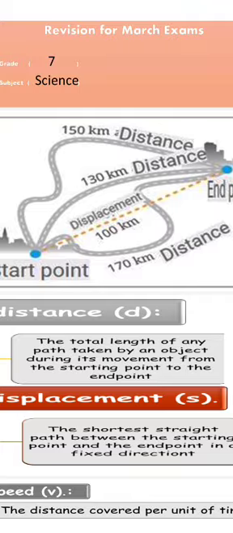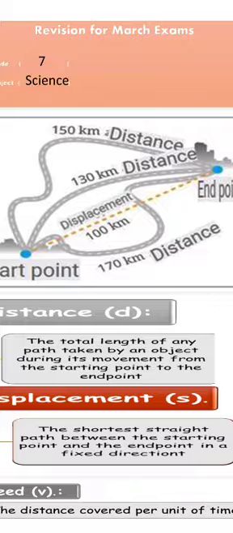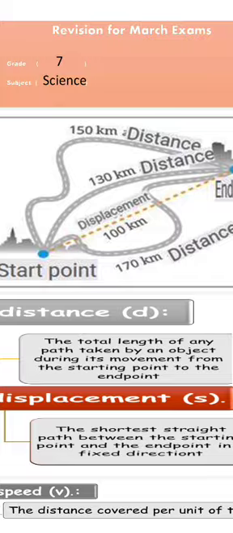We can take different ways to move from the start point to this end point. We can take the way which is 150 kilometer distance, or 130 kilometer distance, or 170 kilometer distance. But to take the shortest line between the start point and the end point, we can take this way, which is 100 kilometer. So this is the displacement.